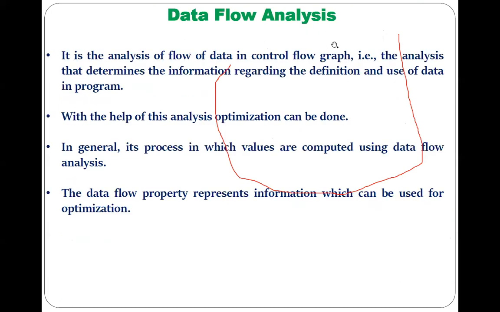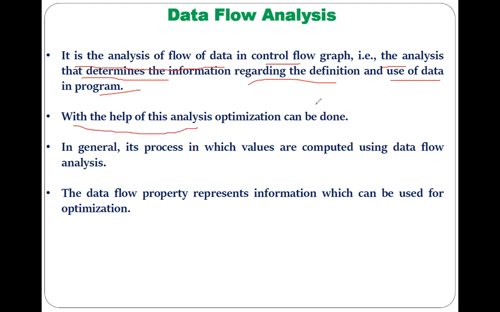The same thing is mentioned here. It is the analysis of flow of data in the control flow graph, the analysis that determines information regarding the definition and use of data in the program. With the help of this analysis, optimization can be done, with the knowledge about how the data is flowing from one basic block to another basic block, where the definition of data is being mentioned, where the data is being referred. That is the data flow analysis. From all these things, the global optimization can be done easily.